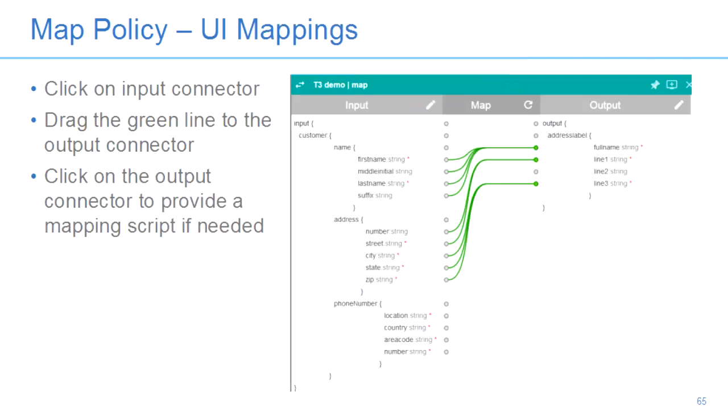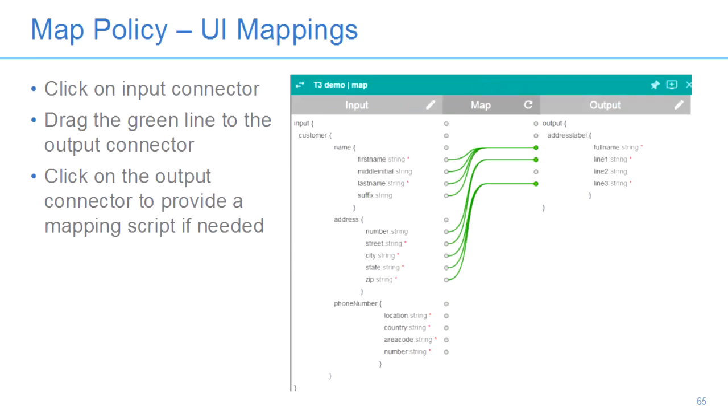So here I've defined my kind of contrived sample. I have an input. I've put in the whole schema for both an input and an output. So I've got my customer data that has my name and address and phone number. I'm generating an output label, so I've got just my full name, address line 1, line 2, and line 3. And you can see that I've actually created wires between each of the input fields. For example, for name, all 4 input fields map to the full name.